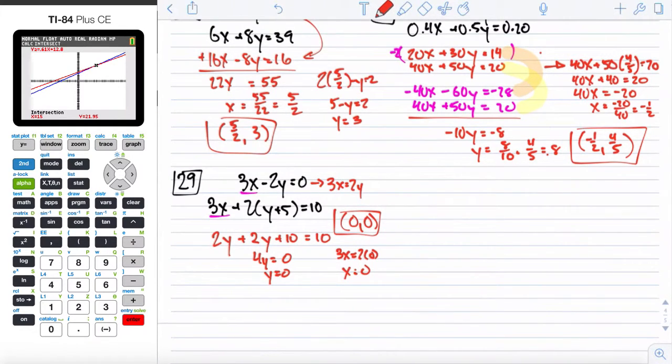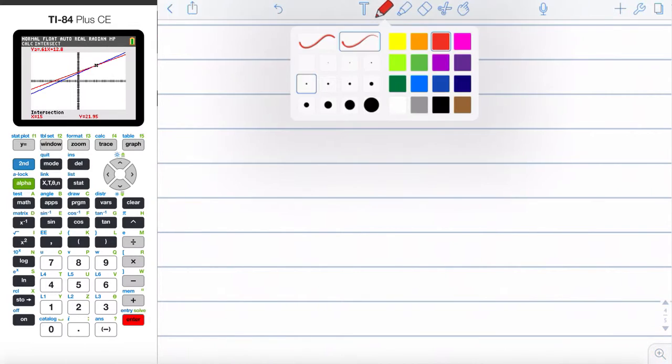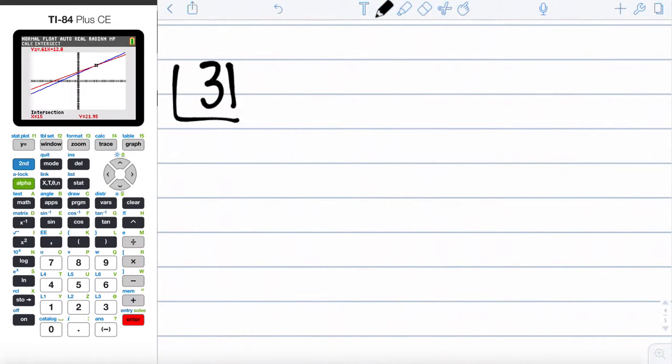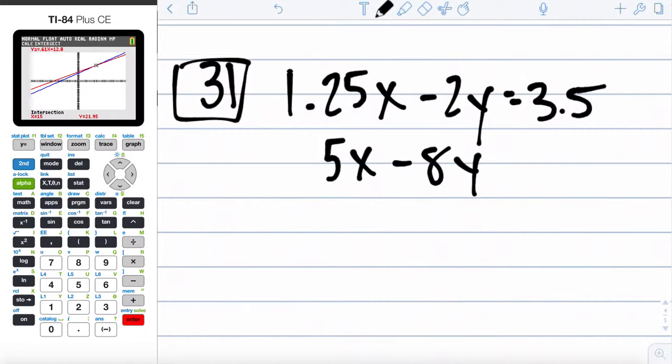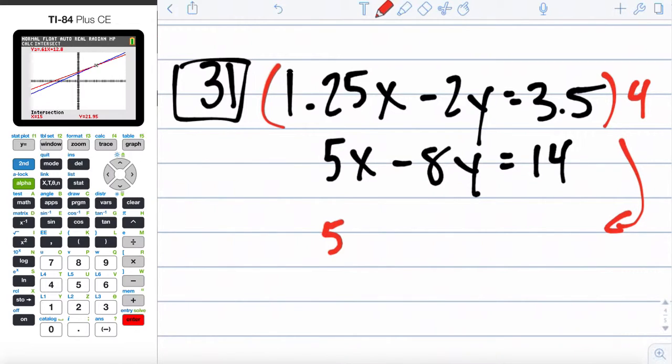And 31 is 1.25x minus 2y is equal to 3.5, and then 5x minus 8y is equal to 14. Okay, you have options. I'm going to multiply this one by 4. And when I do that, I get 5x minus 8y is equal to 14. And those are the same.